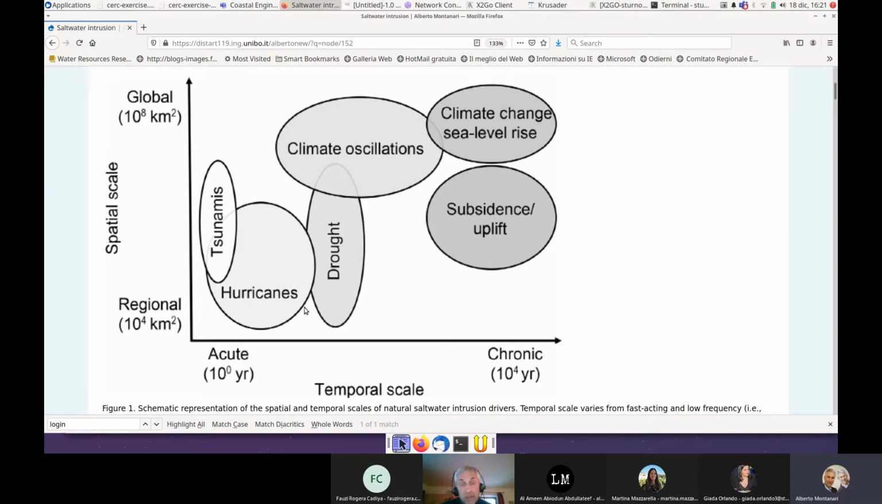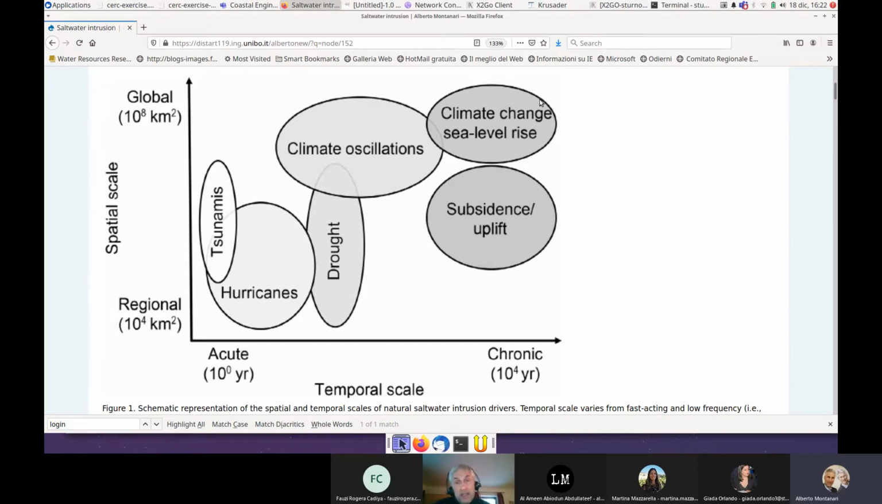You have the drought. Droughts are important drivers. Why? Because if you have less rainfall, you have less infiltration, which means that there is a lowering level of groundwater, which favors saltwater intrusions. And then there are climate oscillations. You see that, of course, the spatial scale is shifted towards global, and the temporal scale is a little bit longer. When you talk about climate, the temporal scale is from 30 to thousands of years.